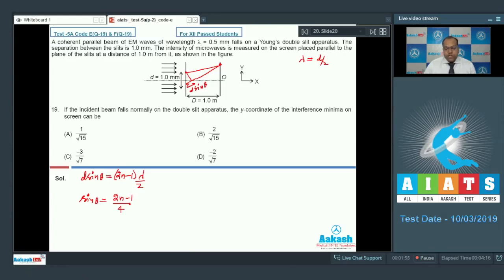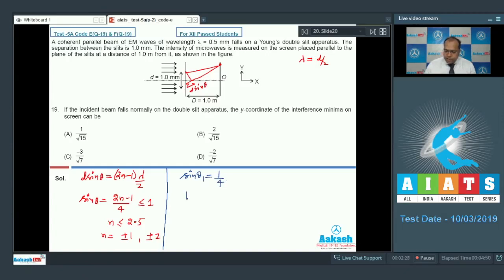Now if I apply the condition that sine theta is less than or equal to 1, then from here we get the value of n is less than or equal to 2.5. So the possible value of n is plus minus 1 or plus minus 2. If I consider the value of n equal to 1, then the value of sine theta 1 comes out to be 1 by 4.